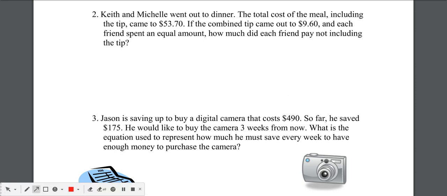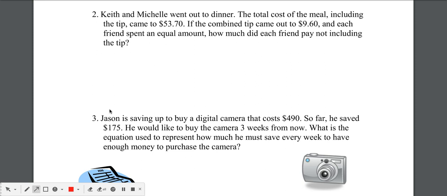All right, let's go down to question number 2. We'll do question number 2, number 3, and keep going here. Number 2 says Keith and Michelle went out to dinner. The total cost of the meal, including the tip, came to $53.70. If the combined tip was actually $9.60, that's included in the 53.70.